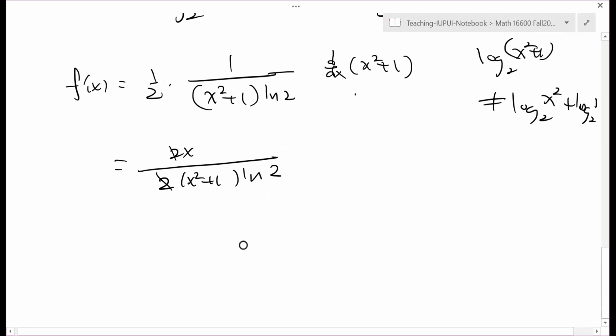After you simplify, show all the necessary steps, okay? Because it's not easy to get the final answer correct. So the more details you put there, the more partial credit you're going to get. So here's a function.